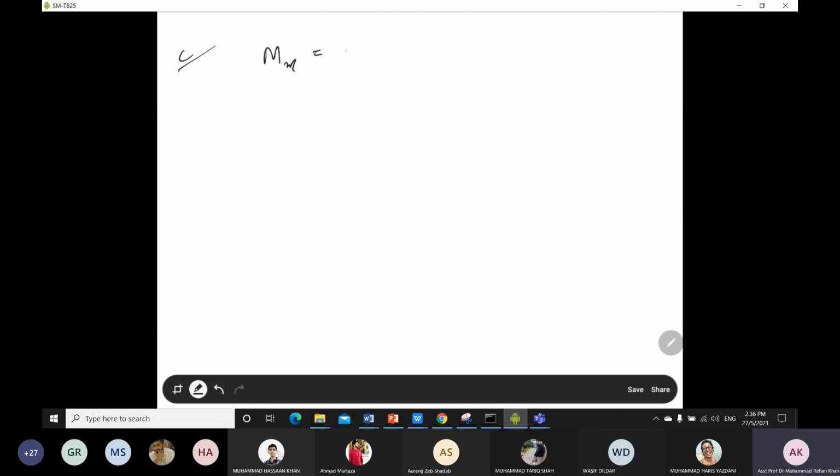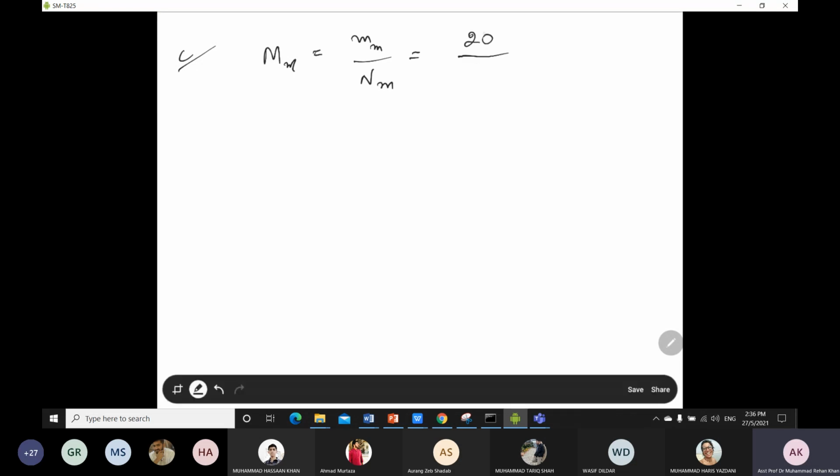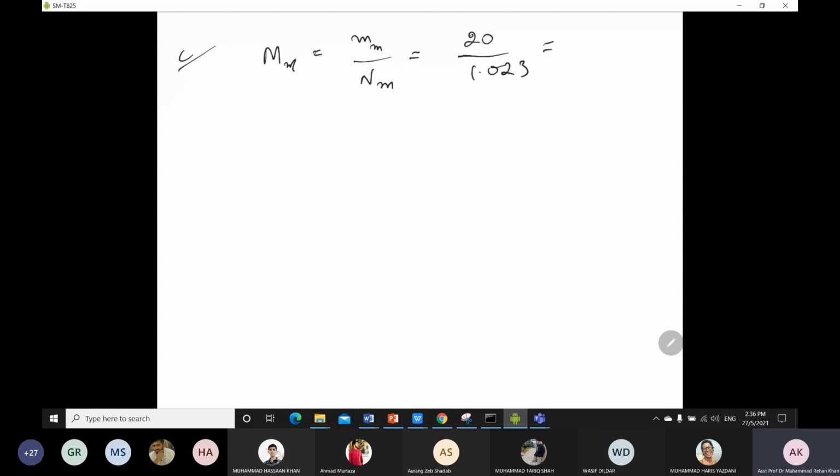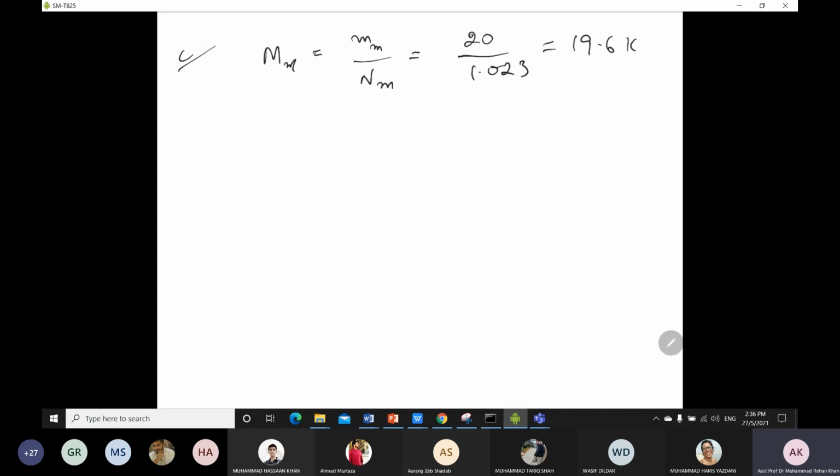Now coming to part C, in which we have to find the average molar mass of the mixture. You already know that the average molar mass of the mixture, M, is equal to the mass of the mixture over the number of moles of the mixture. We already have both of these terms. 20 kg is the mass of the mixture and the number of moles of the mixture is 1.023. If you take the division, it will be equal to 19.6 kg per kilomole.